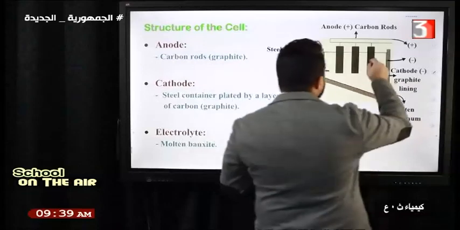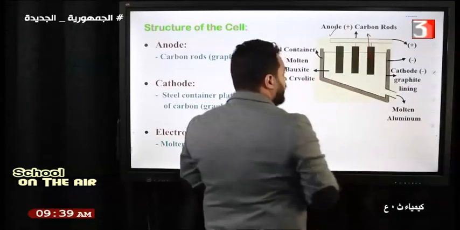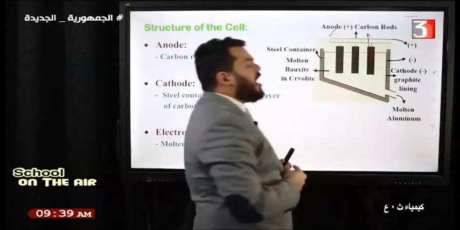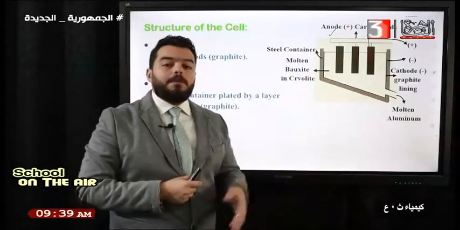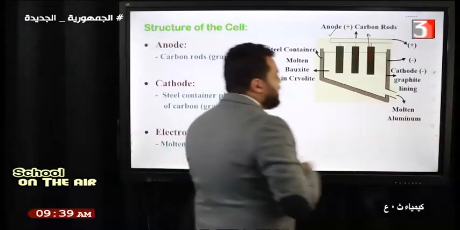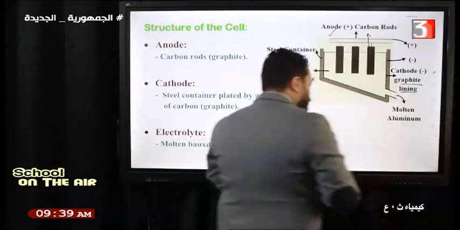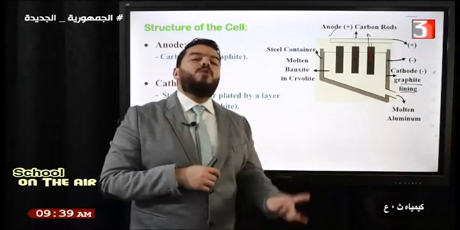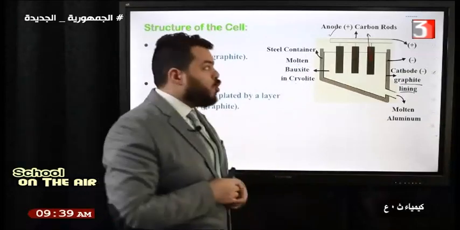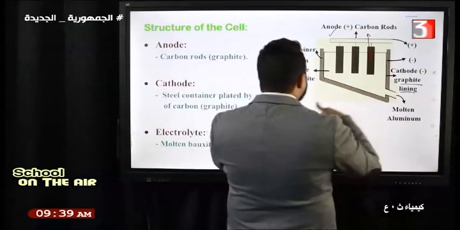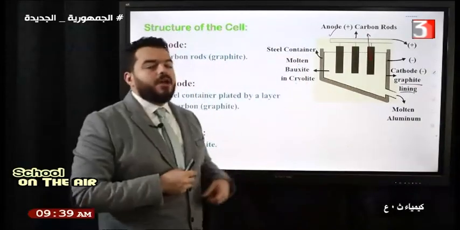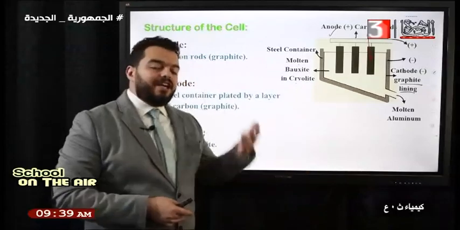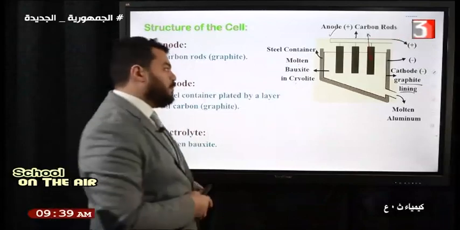So you can use here carbon rods to act as anode, and here a steel furnace with lining from the inside by carbon or by graphite to be inert also. So you are going to make the anode and the cathode in the form of carbon or graphite, because you are going only to separate the aluminium from its oxide. So you are going to use inert electrodes, not active, like we have done in the electroplating.